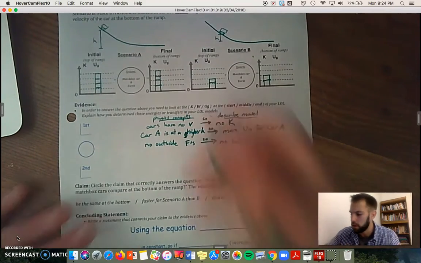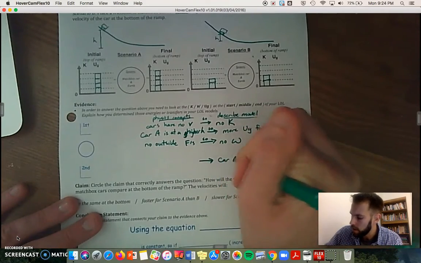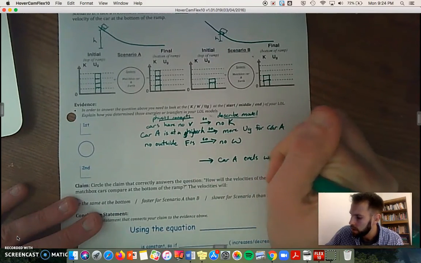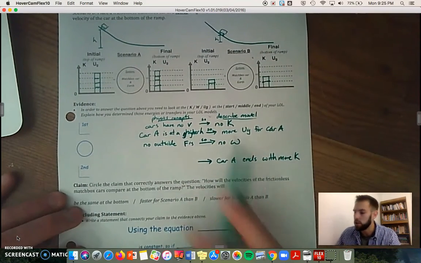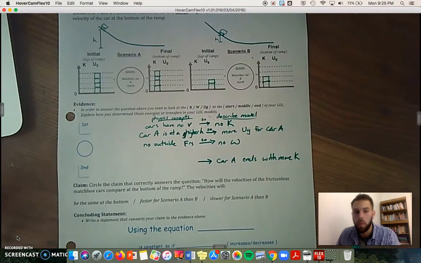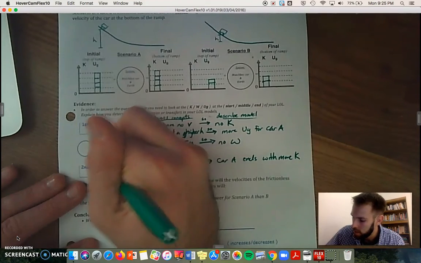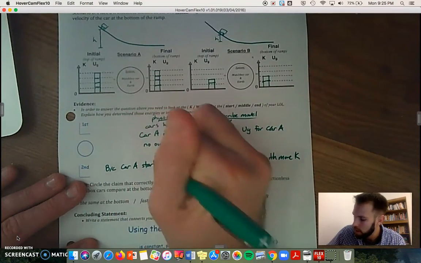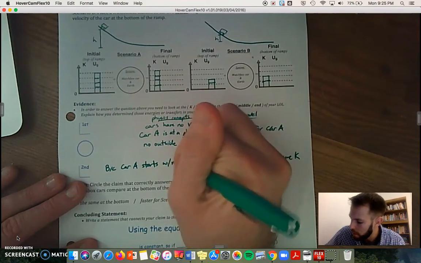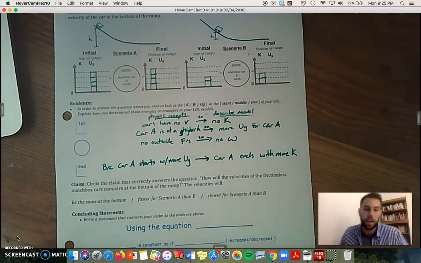So I just kind of need to put this into words that car A ends with more K, right? So again, that's just describing my model. It's what I drew, but why did I draw that? Right? I could say something, because car A starts with more UG, car A ends with more K, right?